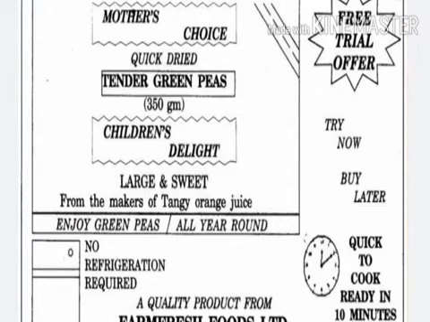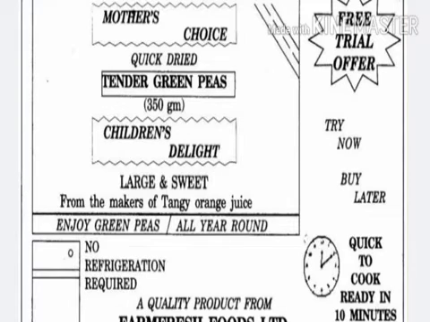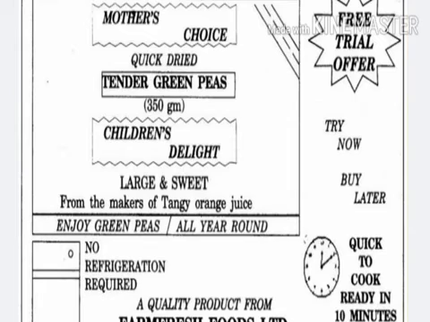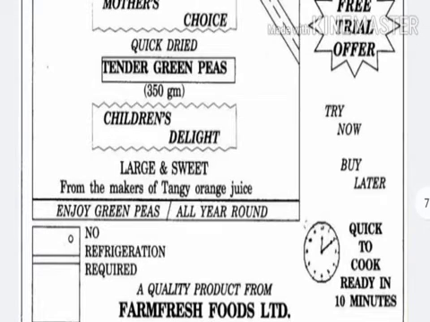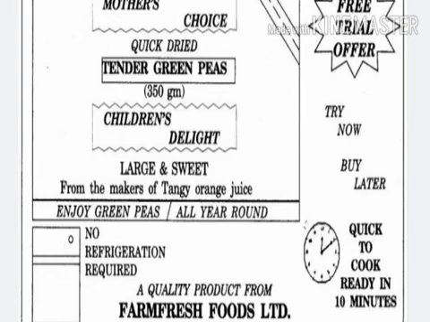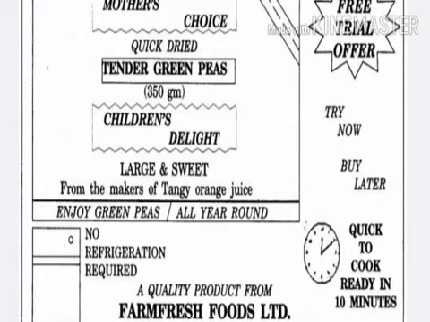And then mother's choice, quick dried, tender green, the packs available 350 grams, as said about the product. Then children's delight. Then large and sweet. Who are the brand makers? Tangy orange juice, from the makers of Tangy orange juice. Enjoy green peas all year round. Then another quality is no refrigeration required. A quality product from whom? From the Farm Fresh Foods Limited.